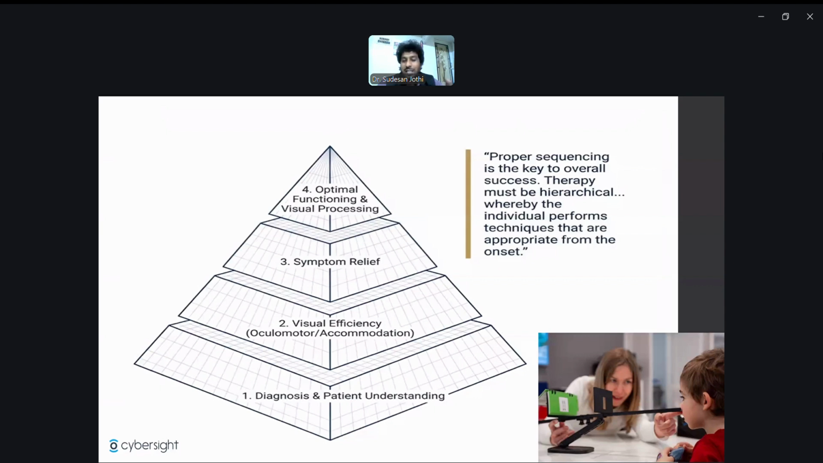Once these are stable, we focus on symptom relief. And finally, we integrate these skills into everyday visual performance for long-term success.